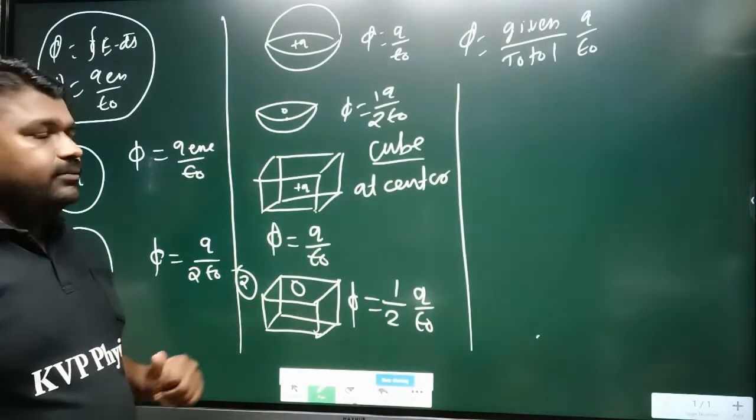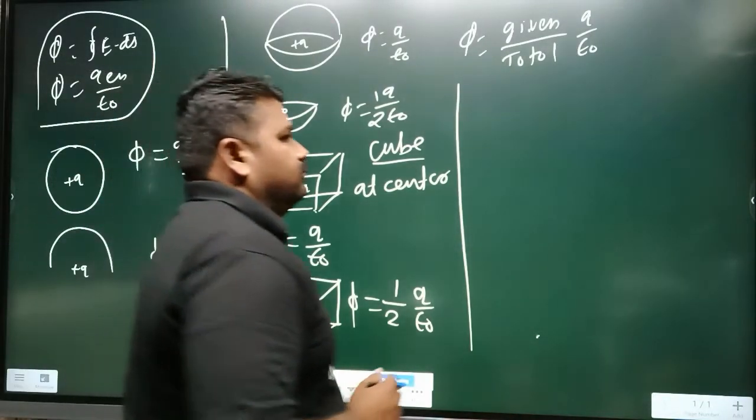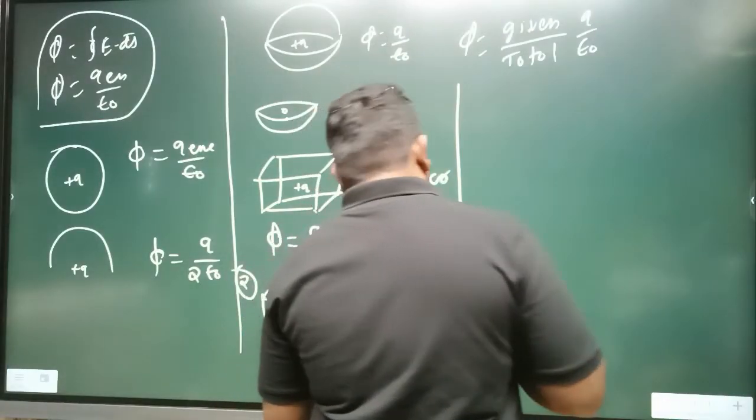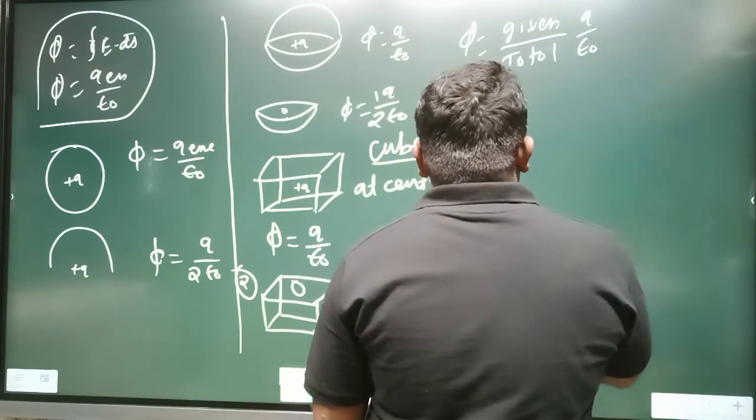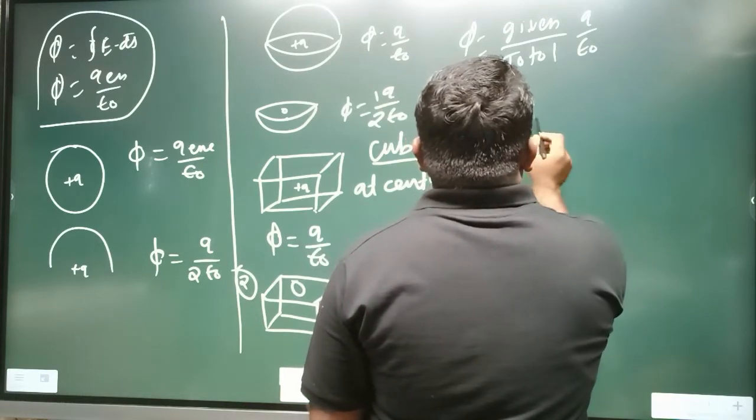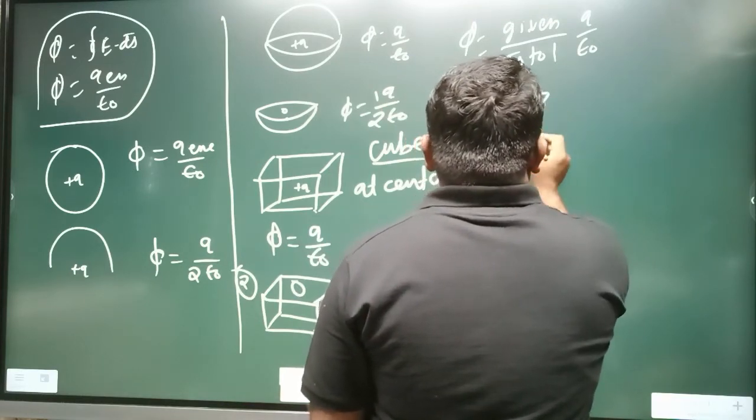200%. Then 1. 2 by 2 epsilon naught. 50%. Yes or no? Q by 2 epsilon naught. Okay, next.